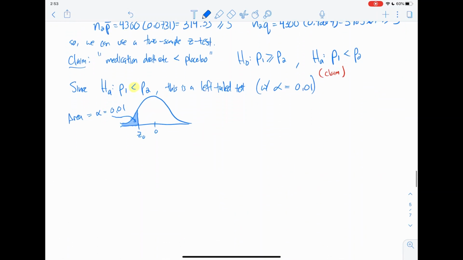So we're going to import that value here. It's actually a negative z-score, negative 2.33. So what that means is that the rejection region is the highlighted component of that picture, and that's all z values that are strictly less than negative 2.33.